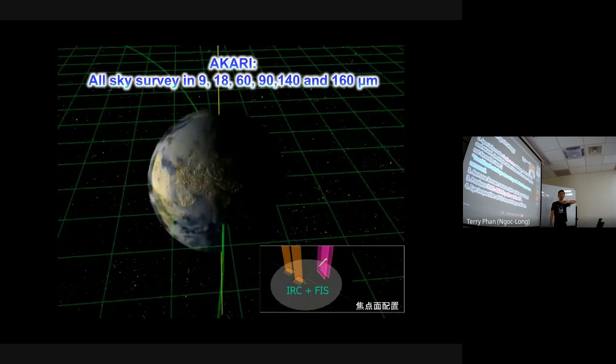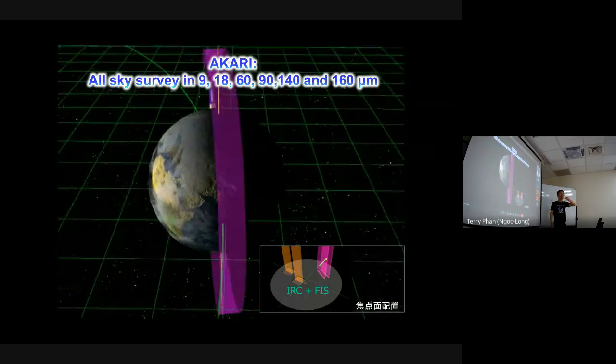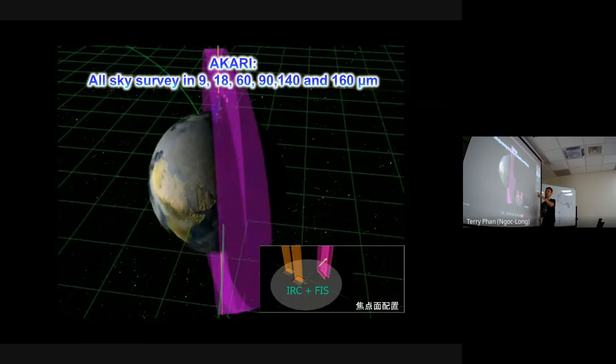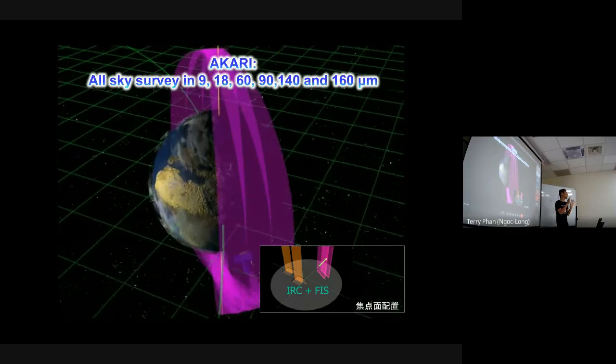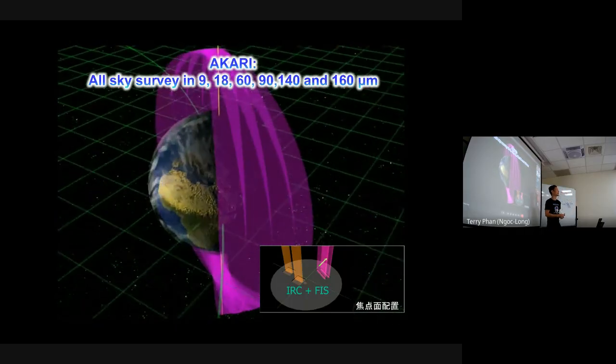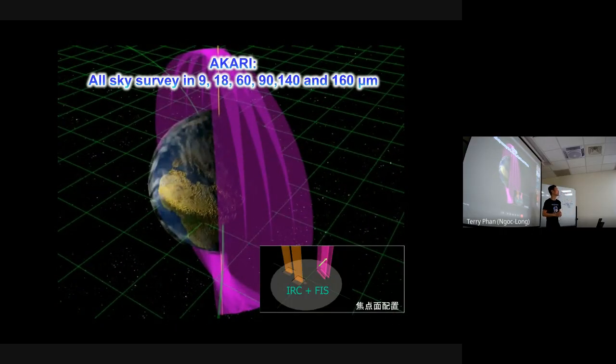So Akari did a Pan-STARRS survey like this, and the public catalog, so it did many scans of Pan-STARRS. But in the public catalog, it combined all scans, and then they remove moving objects. So you cannot use the public catalog to search for your planet. You need to have a catalog from a single scan to find moving objects. So that's what Terry used.